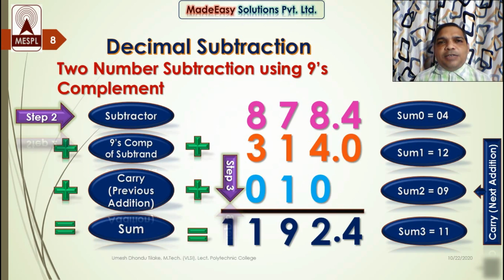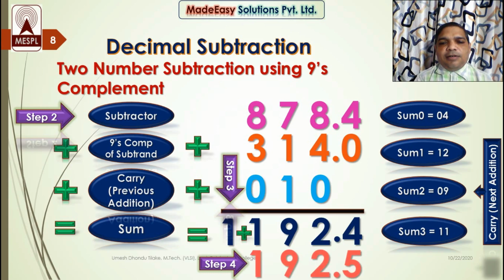So what if my carry is 1? It is explained in step 4. If the carry is 1, it indicates that the result is positive and in pure form. But we have to add the carry into the LSD of the sum we got. So I will add the carry into the LSD of the result. That means this 1 will be added to 4 because 4 is the LSD over here. So I will get the result 192.5. You see the same result I am getting. So this technique is working in both cases, whenever the subtrahend is larger than the subtractor and whenever the subtrahend is lesser than the subtractor. In both cases the technique is working properly.